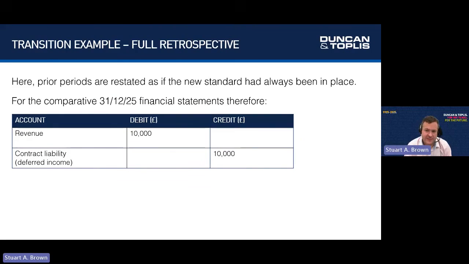For retrospective, it's the same adjustment. We've got the same £10,000 of overstatement at the end of 2025, but we don't adjust it in 2026 now, we adjust it in 2025. So the prior year adjustment on transition is where we would reduce the revenue reported in that year, and also still introduce that liability balance, deferred income.